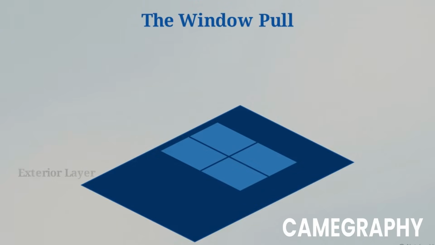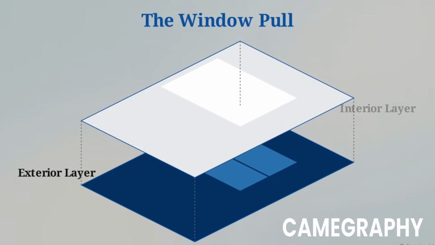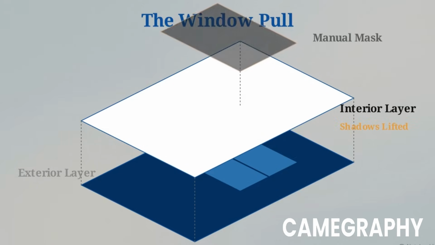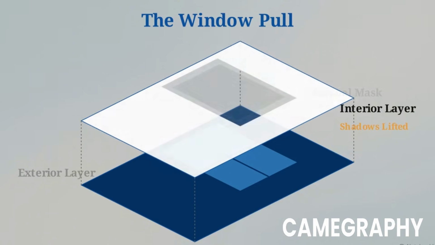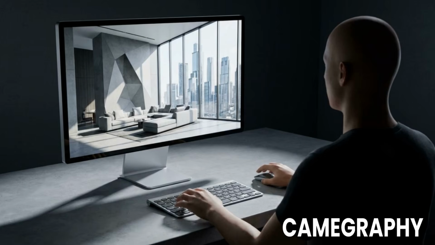This diagram shows the ultimate test, the window pull. You stack a bright interior layer on top of a dark exterior exposed window layer. The baseline preset prepares the top layer by lifting shadows. Finally, a manual mask reveals the properly exposed window underneath. Achieving magazine-quality windows adds 2 to 5 minutes of manual labor to every hero image, regardless of the preset used.